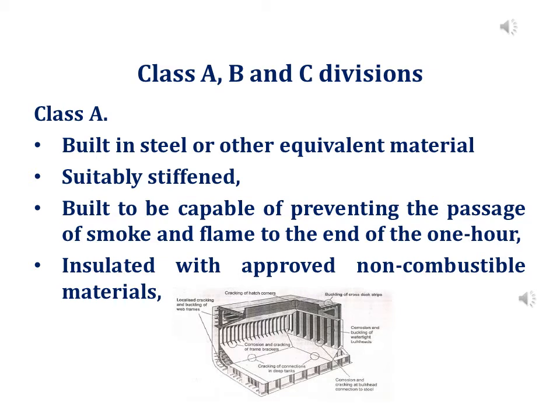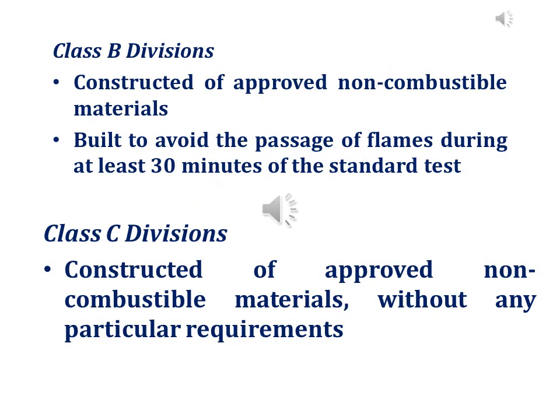Class A, B and C divisions. Class A. Built in steel or other equivalent material suitably stiffened, built to be capable of preventing the passage of smoke and flame to the end of the 1 hour, insulated with approved non-combustible materials. Class B divisions. Constructed of approved non-combustible materials, built to avoid the passage of flames during at least 30 minutes of the standard test. Class C divisions. Constructed of approved non-combustible materials, without any particular requirements.